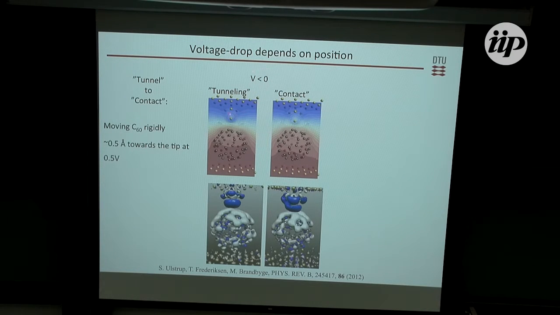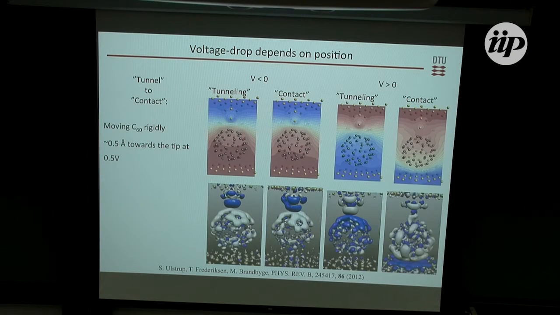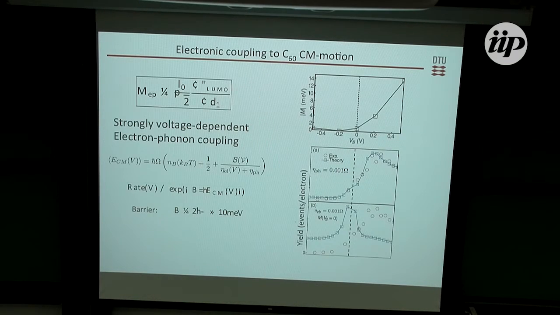If I have a negative bias voltage, this is what the potential difference looks like. This is the induced dipole, but this is the potential difference. And you see that the voltage drop is just between the tip and the molecule, which is what you would imagine. But if you go to positive voltages, when you change the position of the C60 just slightly, the voltage drop can switch from being between the tip and molecule to between the molecule and sample. So it's really this non-equilibrium electronic structure which at positive bias is unstable.